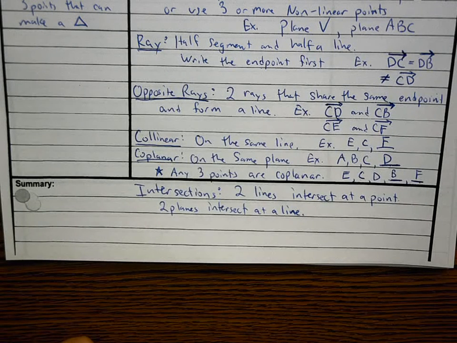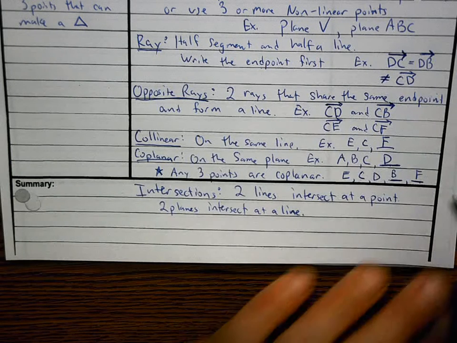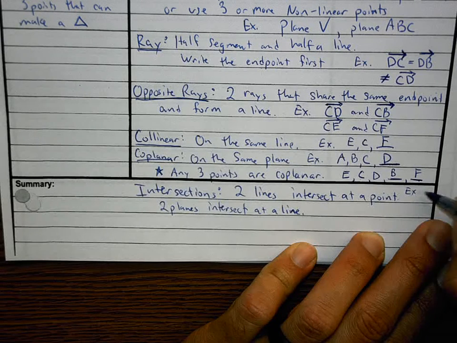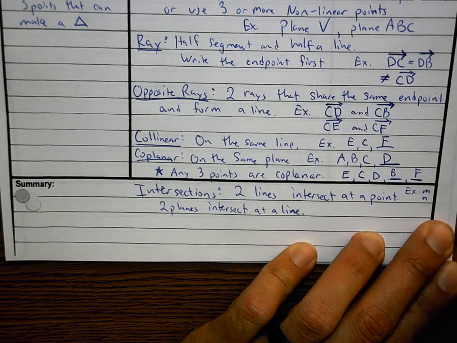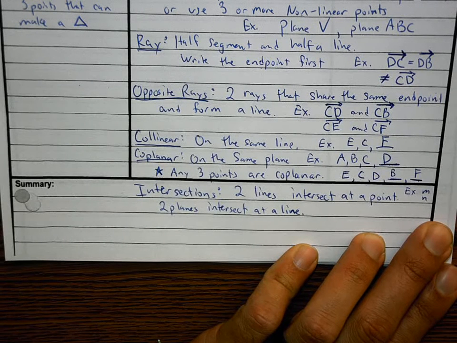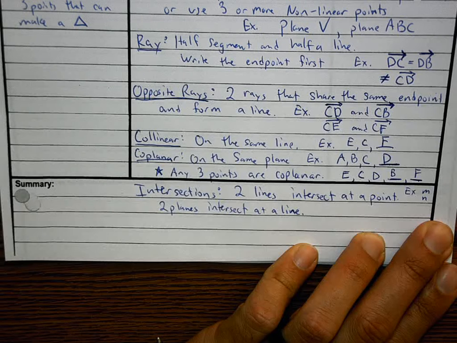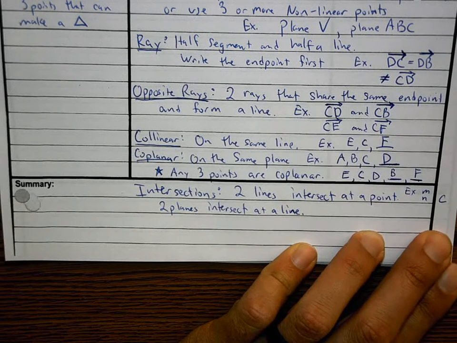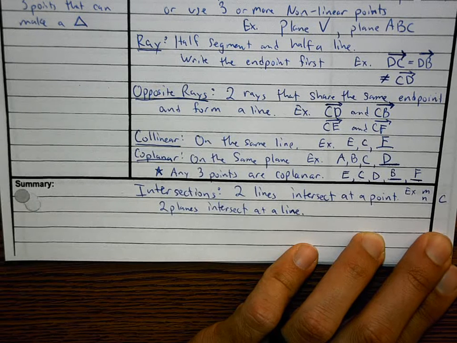I'll give you an example. Two lines intersect at a point. Let's see. What about line M? Okay, line M and line N. They intersect where? Line M and line N intersect where? Tell your partner. If you said C, you are correct. That's where the lines intersect, at point C. So it's a capital letter.